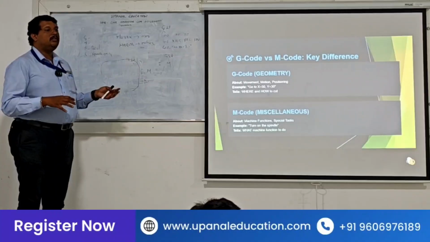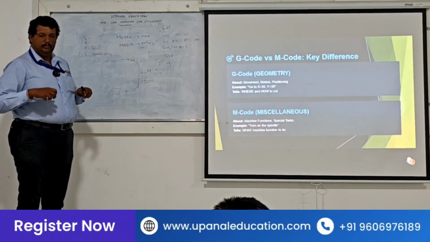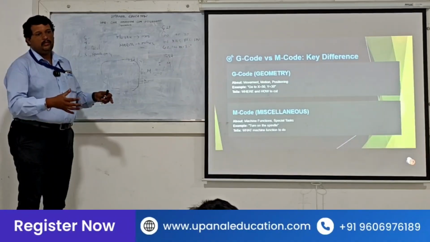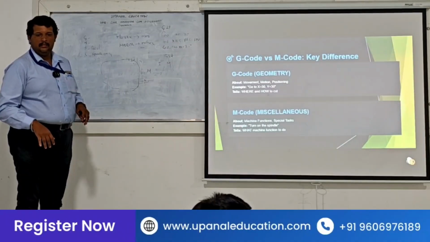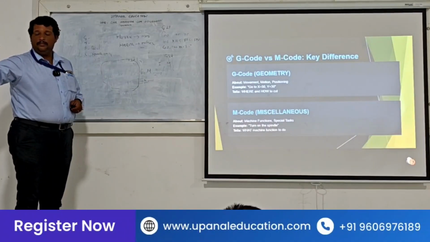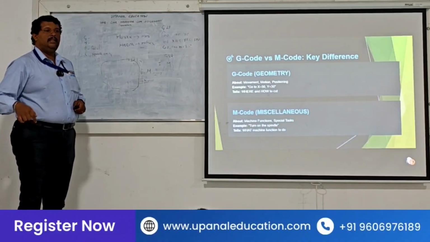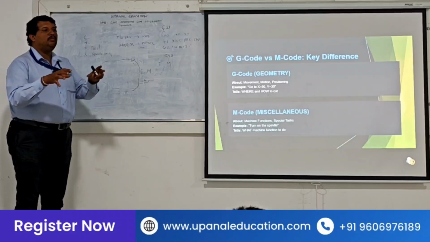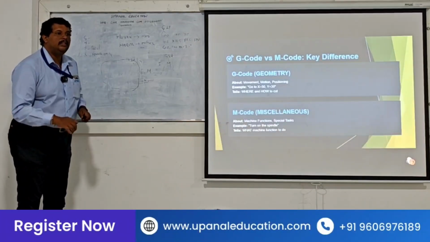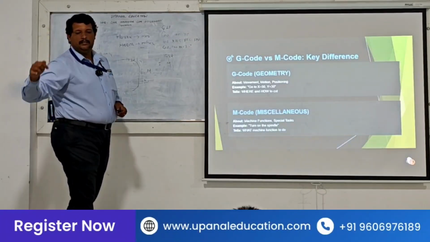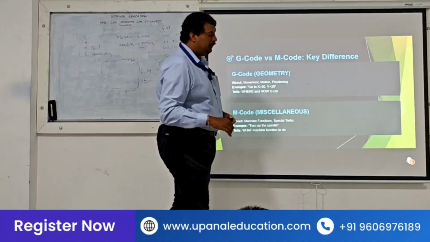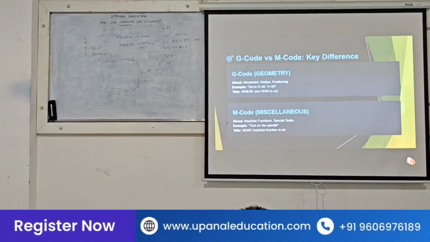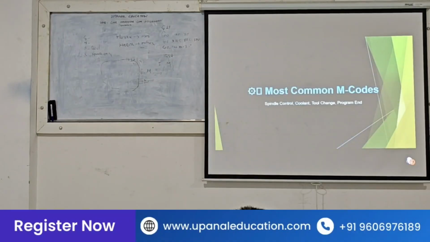Why are they doing this? Because they don't want to remove the piece. Normally we have to put one piece and remove the next piece, so we have to stop it and start again. But in the exhibitions, they are not doing much cutting. They are just showing how it moves. So they don't remove the piece. They will just use the M code to repeat it. That's what they call special tasks. So let's go to the most common M codes.